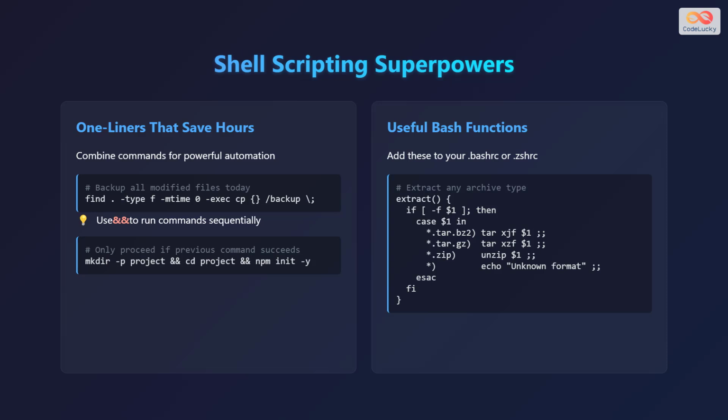Use && to run commands sequentially, ensuring that the next command only proceeds if the previous command succeeds. For example, mkdir -p project && cd project && npm init -y. This creates a directory named project, changes into it, and initializes an npm project, but only if each preceding command is successful.